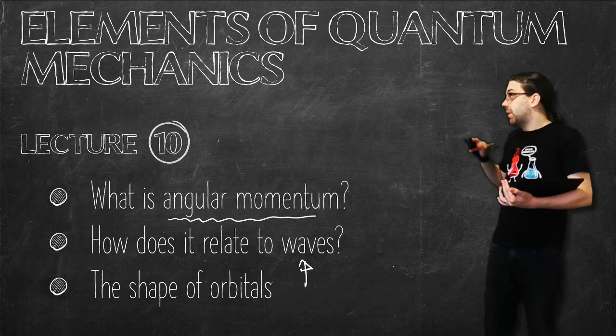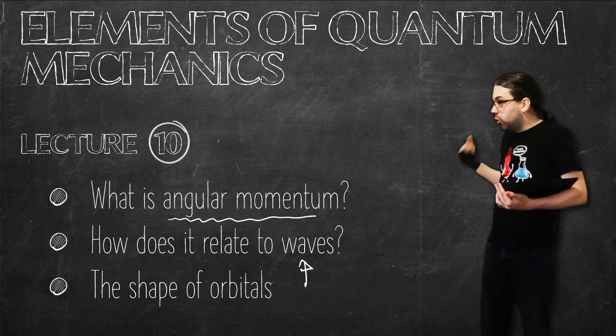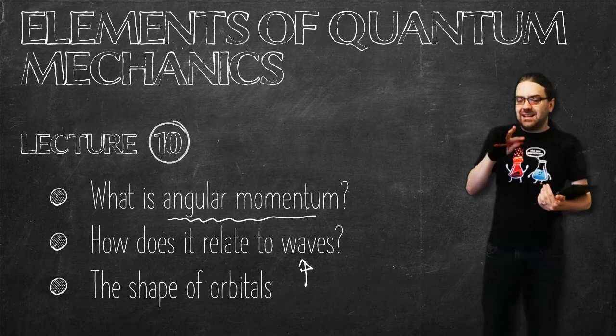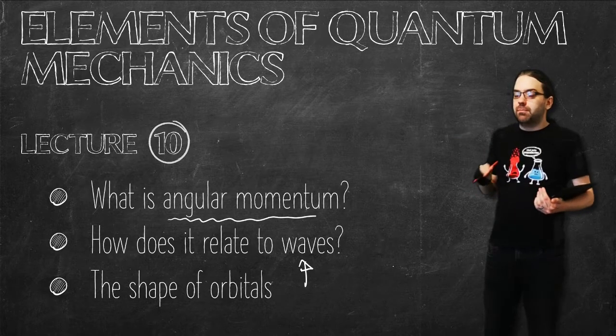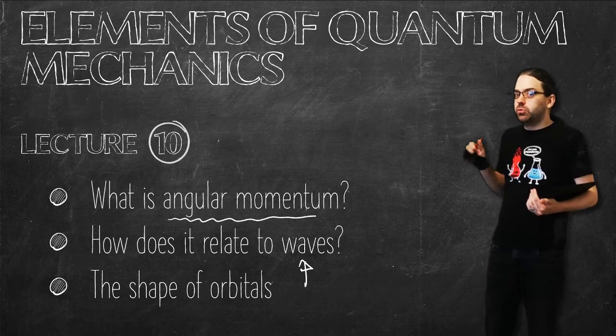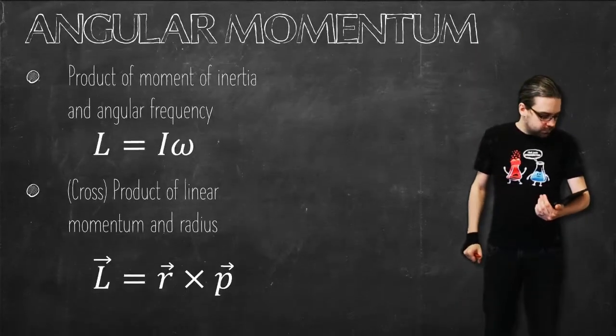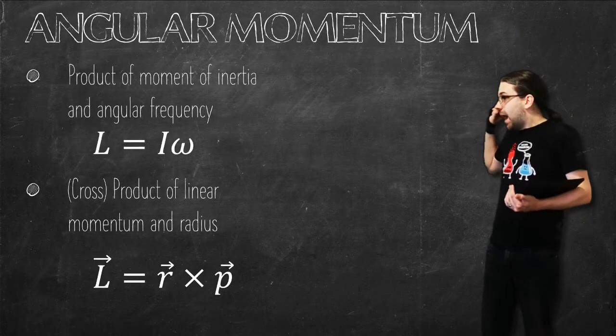So we're going to recap what angular momentum is and then how that relates to wave functions. And then we're going to apply that to the shapes of the orbitals and add in a little bit of a complicated thing that may undermine what you think atomic orbitals actually are. So let's recap. Angular momentum.